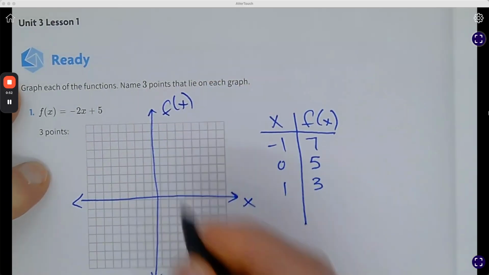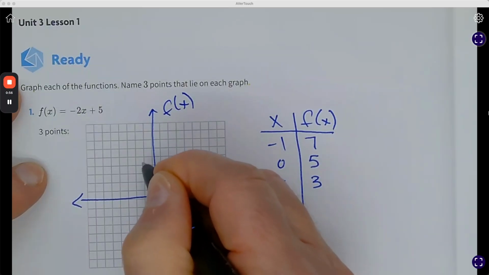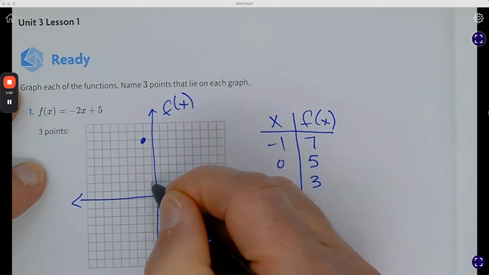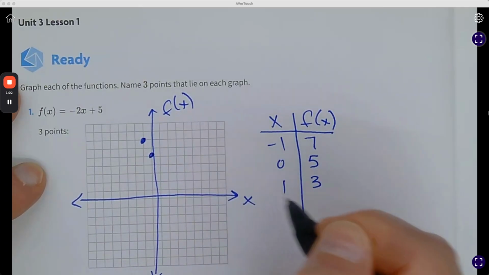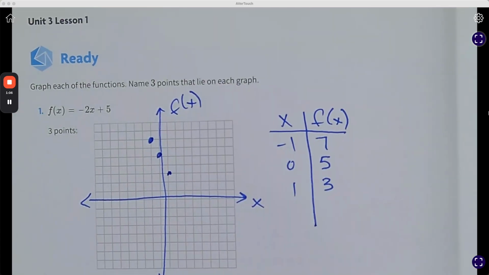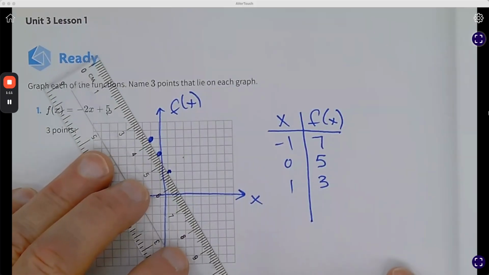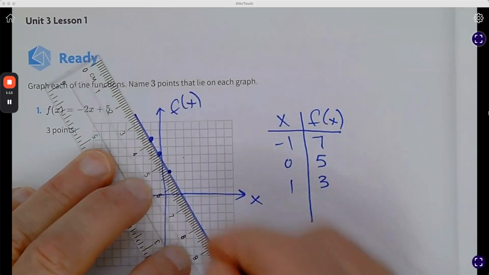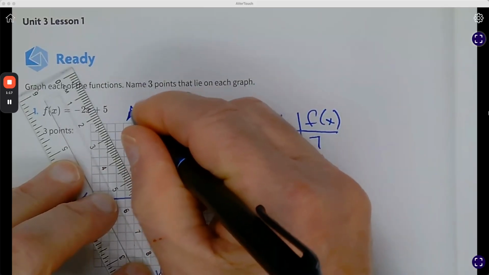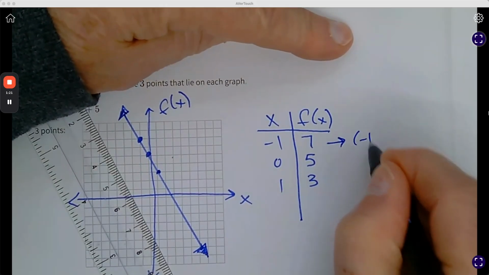All right, let's plot some points. So negative 1, 7, 1, 2, 3, 4, 5, 6, 7. 0, 5, 1, 2, 3, 4, 5, and 1, 3. Sorry about that. The y-axis is crazy. I don't even know if that's accurate, but I think you get it. So that's the graph. Let's find the 3 solutions.